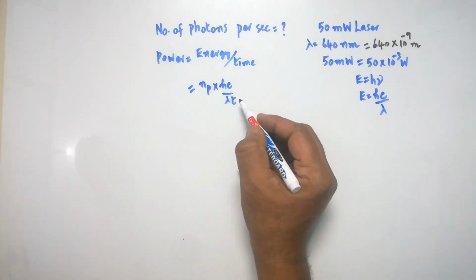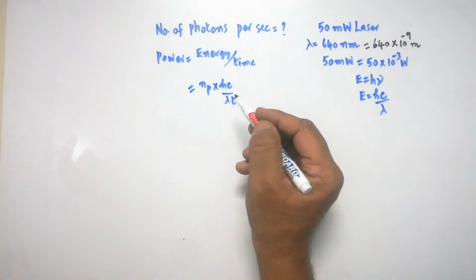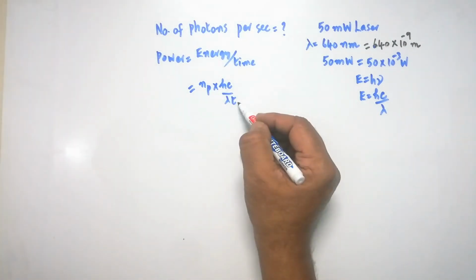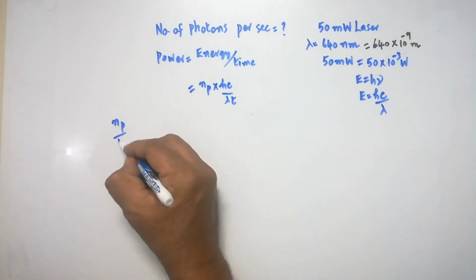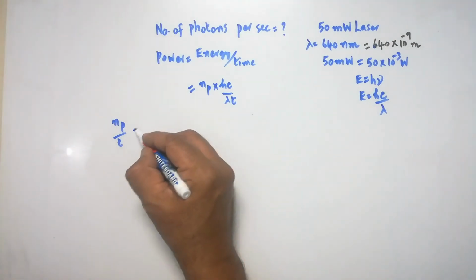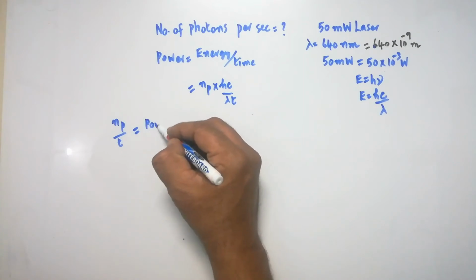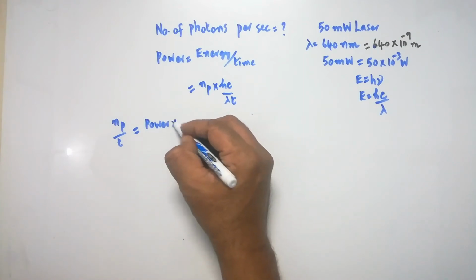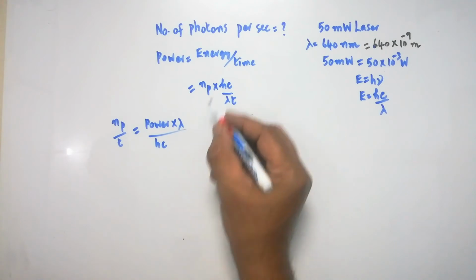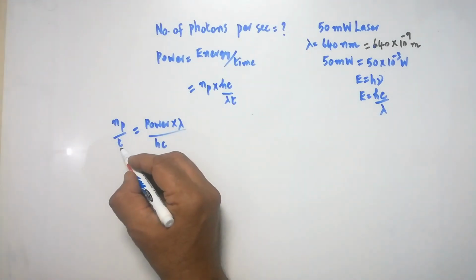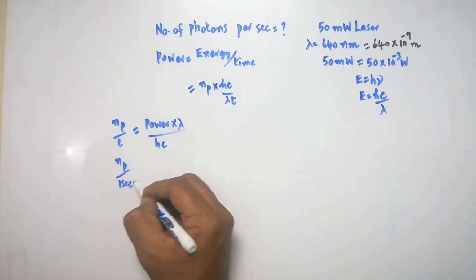So what is required here? Number of photons per unit time. How many photons are emitted per time? Np by t. Rearrange the formula and you will get the new formula. Np by t, number of photons in a particular duration, is equal to, after rearranging, power into lambda whole divided by hc. This is the formula. Here number of photons per second is asked. Therefore instead of t, you have to substitute Np by 1 second.